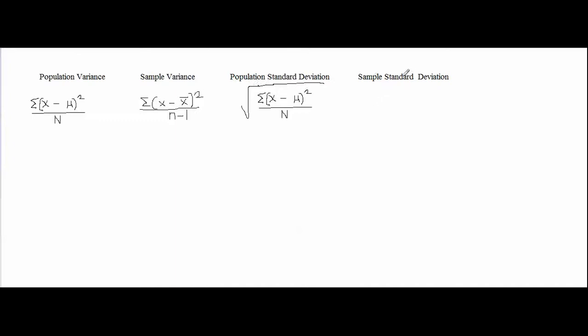Well, the sample standard deviation is the square root of the sample variance. So we just take the sample variance formula and put it under the square root sign.